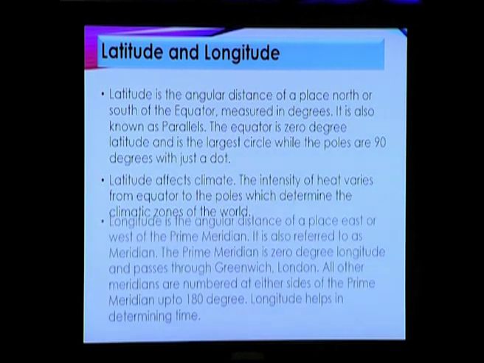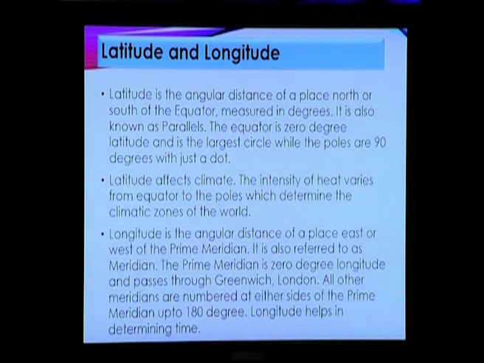Latitude and longitudes. Latitude is the angular distance of a place north or south of the equator, measured in degrees. It is also known as parallels. The equator is 0-degree latitude and is the largest circle, while the poles are 90 degrees with just a dot. And we have 180 degrees of latitudes. At 0 degrees we have the equator, and at 90 degrees we have the North Pole and South Pole.